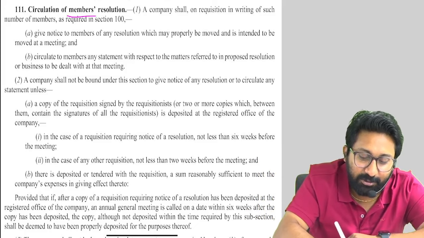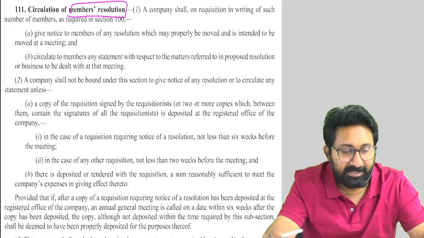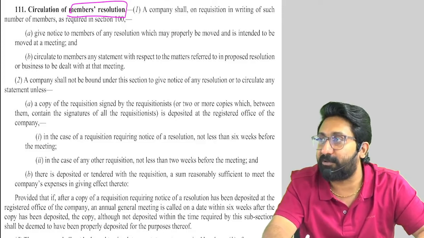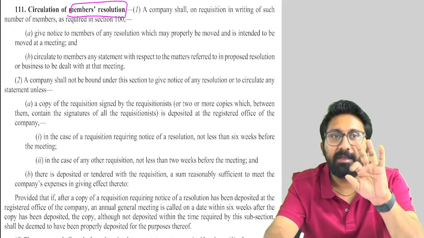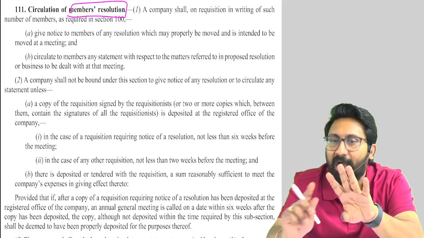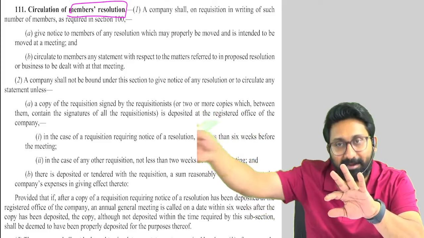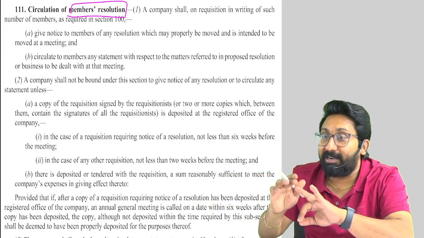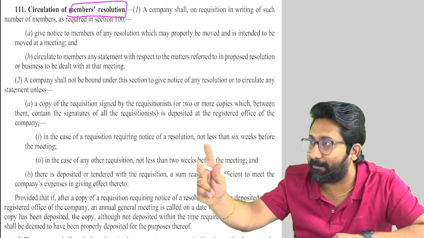Circulation of members' resolution. What is this concept? See here. Special notice is a democratic right given to the shareholders of a company, because four ordinary businesses are there: accounts, dividend, directors, auditors. Accounts is not something on which you will take any decision, it is already prepared. Dividend, it's only a decision taken. But directors and auditors are the two most important things in a company.